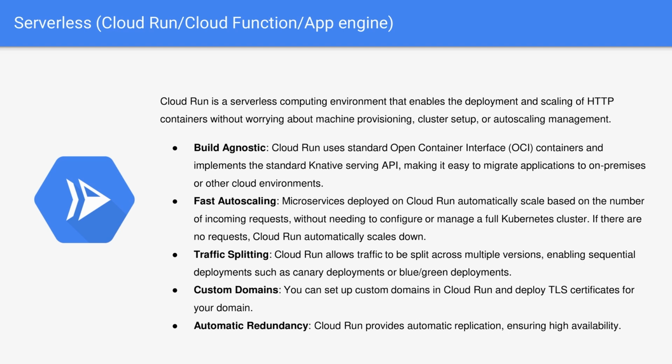Secondly, there is fast auto-scaling. Once deployed on Cloud Run, it automatically scales up according to the number of requests without the effort of managing a Kubernetes cluster. And if there are no requests, Cloud Run automatically scales down. Then it would have very cost-effective advantages. Next, the third point is that we can split traffic. Because we can separate traffic between different versions, we can usually implement sequential deployments like the Canary strategy, Canary deployments, or blue-green deployments.